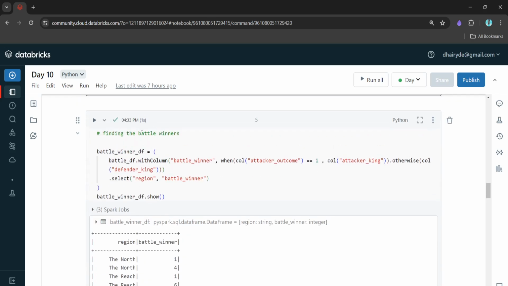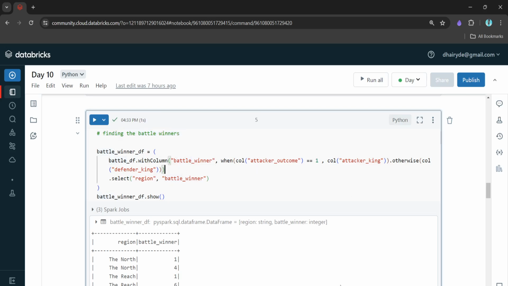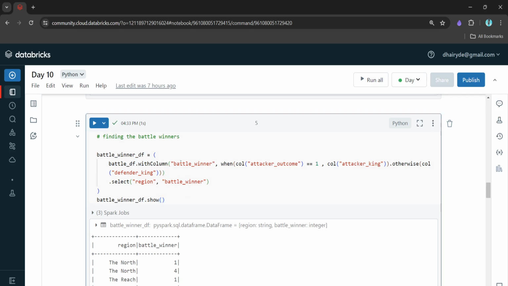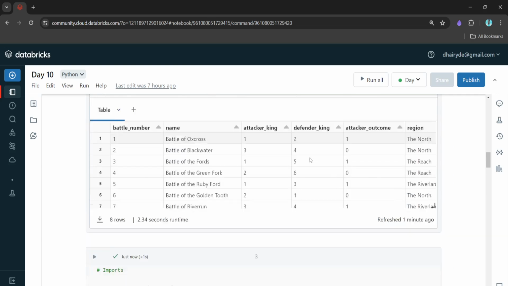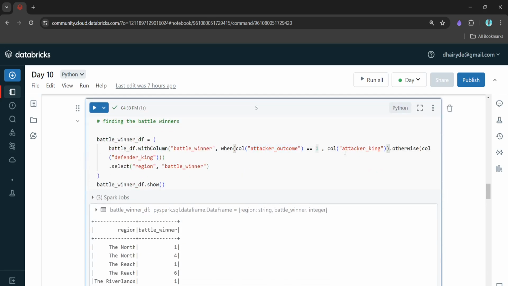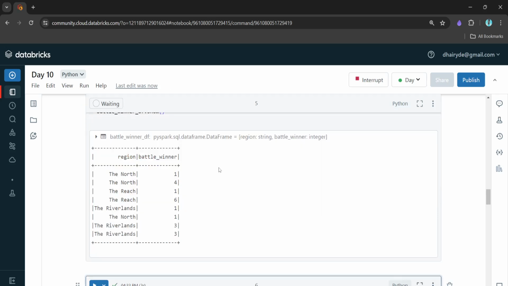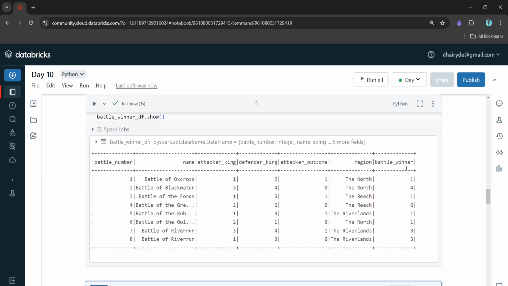So let's start. Initially we wanted to generate this winner column. How can we generate this? If you are following my YouTube channel for PySpark, you might know that for generating a column, we use withColumn. So we write withColumn battle winner, and we say case when the attacker outcome column is 1, then take attacker king, otherwise defender king. Once this is done, we are selecting these two columns. Let me remove these things and show you why we are selecting these two columns only. Okay, now if you see, we have battle winner.